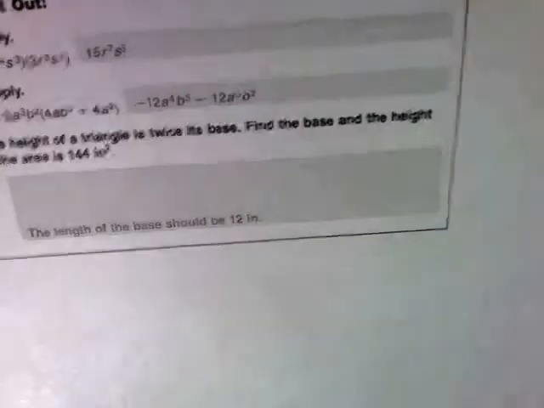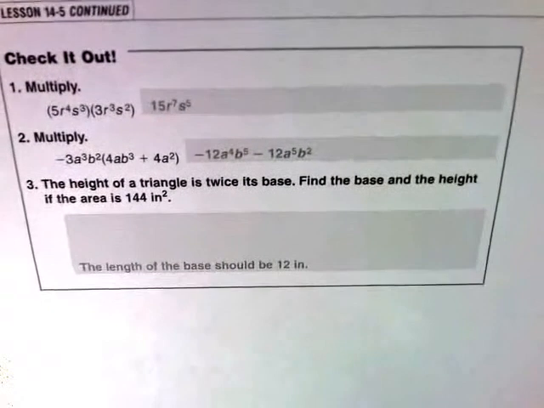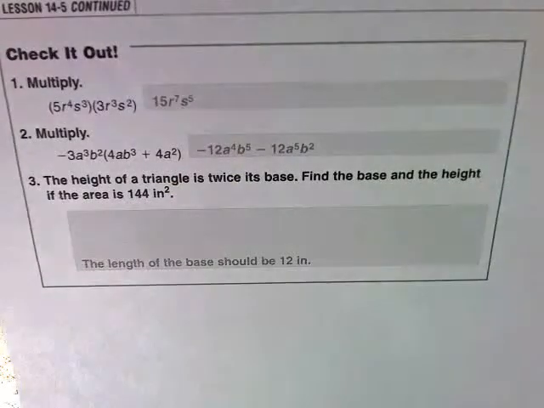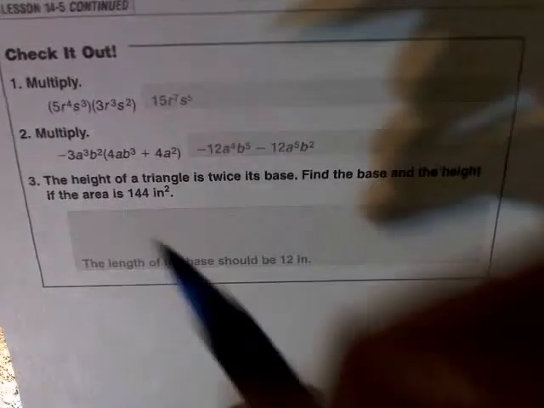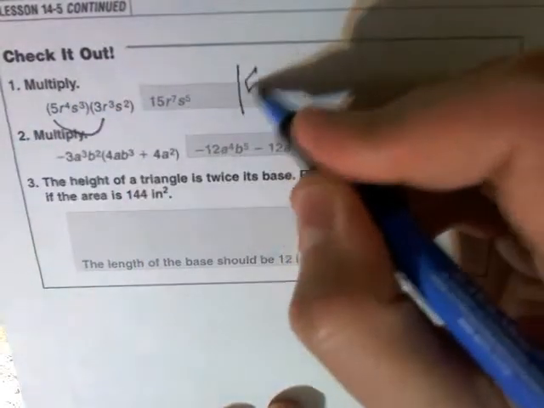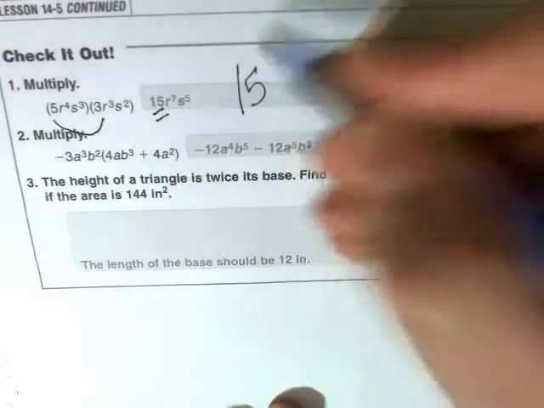All right, so let's go ahead and take a look at the check it out examples here. Number 1, we're multiplying together 5r to the 4th s cubed and 3r cubed s squared. So remember, we're going to combine our integer parts. 5 times 3 is going to give me 15, which is what you see there in the answer.